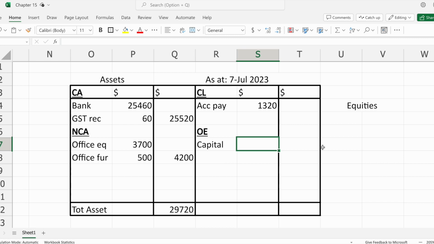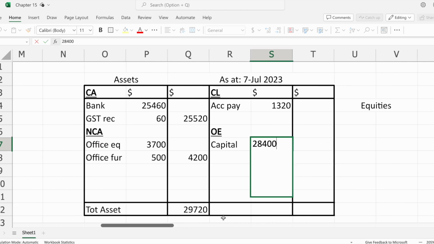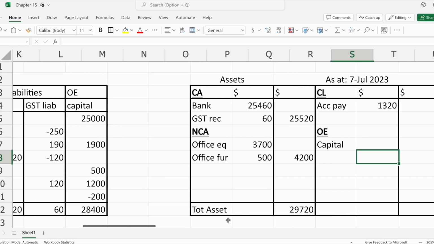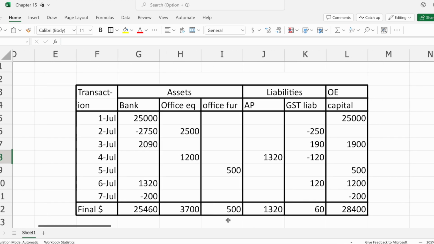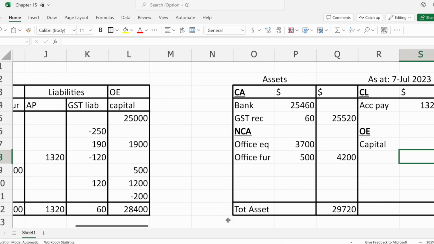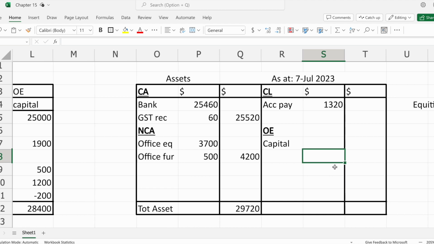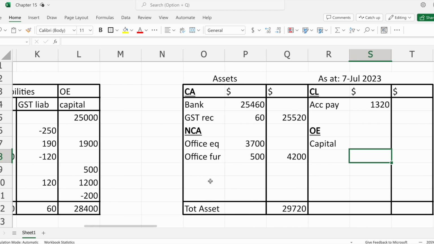So when you're recording capital, you don't just write down 28,400 here, because that's the total here. You don't, because in those 7 days that Islis has started his business, in the first week of his business, they didn't contribute that much capital initially. Their capital increased because of transactions and contributions later on. So we'll put the initial contribution, which is 25,000.